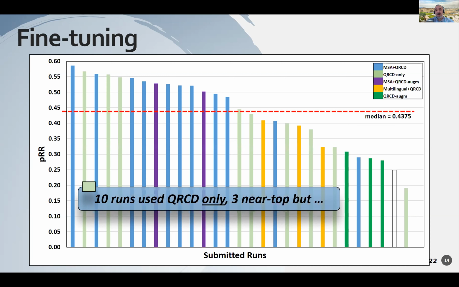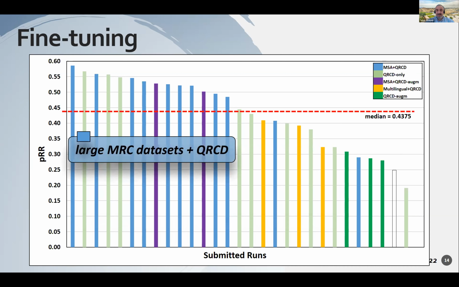Other teams tried to use either existing labeled datasets for machine reading comprehension, or augmenting QRCD with more questions and answers. And actually fine-tuning on QRCD in addition to other large machine reading comprehension datasets was really helpful. As you see here, the blue ones, most of them were among the top runs submitted in terms of performance.